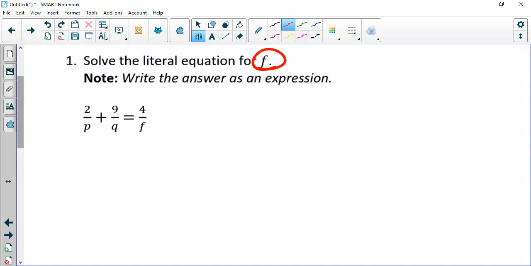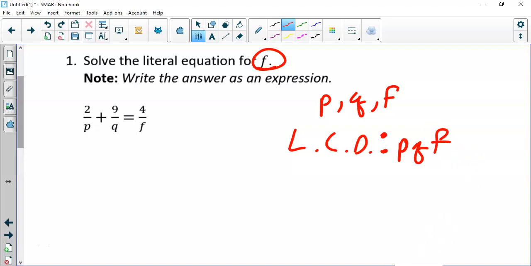LCD. We got to get them all out of the fraction. So we need to multiply everybody by the LCD. Well, what are my denominators again? All right. So what is the LCD for P, Q, and F? P, Q, F. Everybody's got to get multiplied by the P, the Q, and the F. So, PQF.